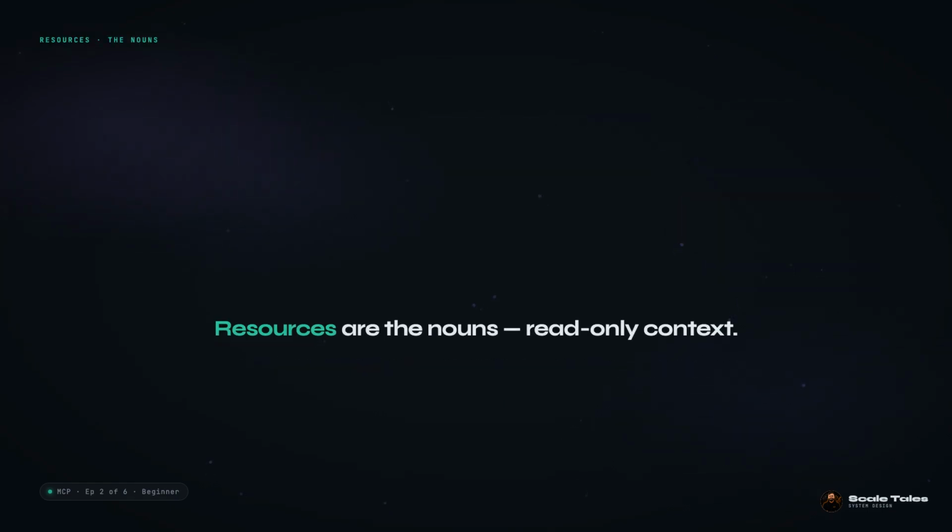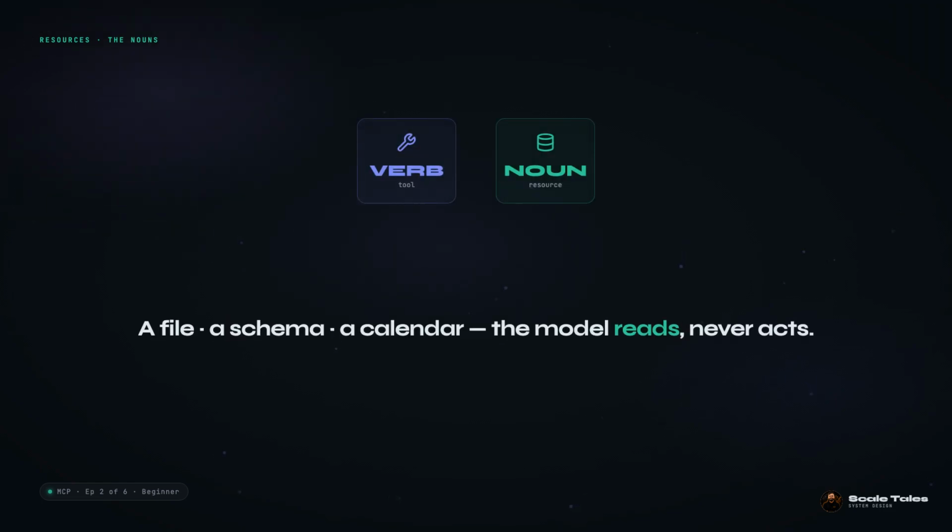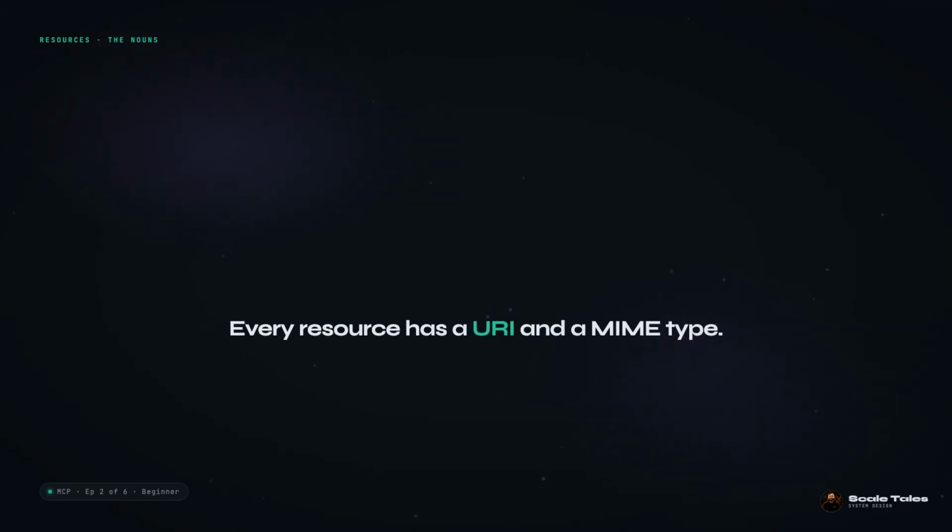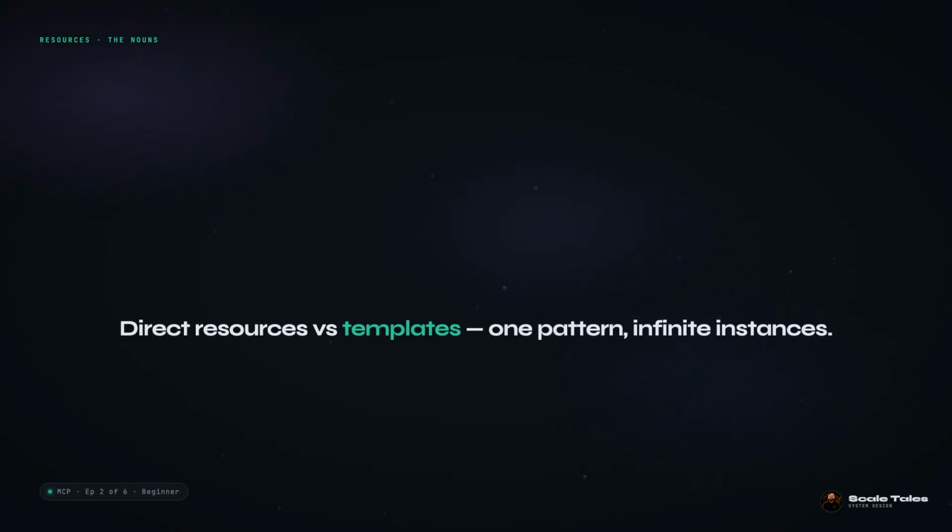Next, resources. If tools are verbs, resources are nouns. They are read-only data the server exposes for context: a file, a database schema, a calendar, a document. The model does not act on them, it reads them. Every resource has a URI, like an address, and it declares a MIME type so the host knows what it is handling.